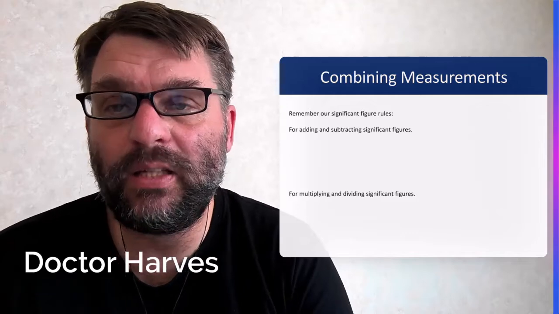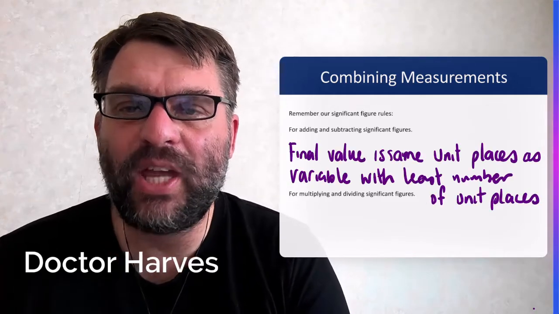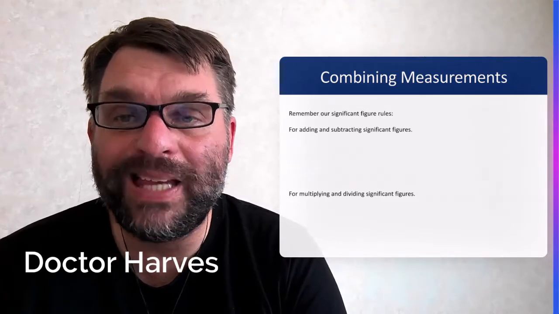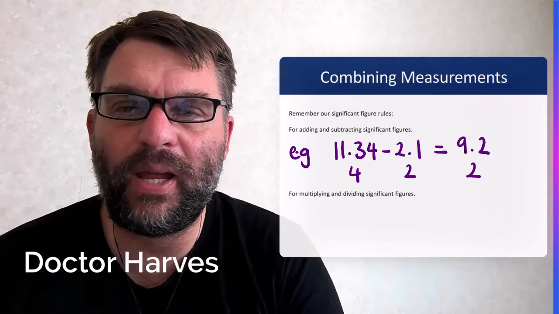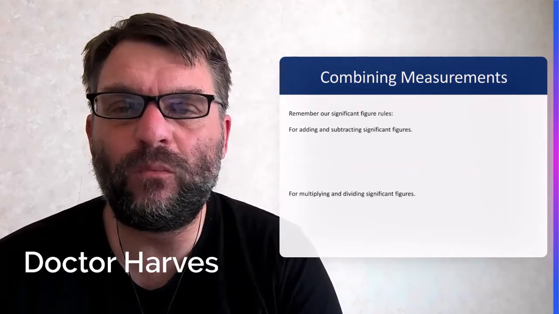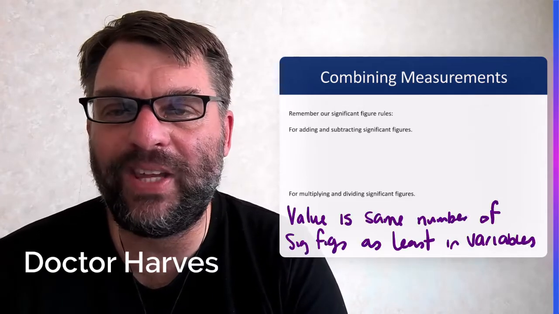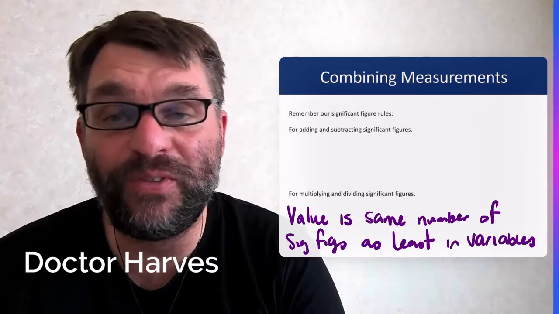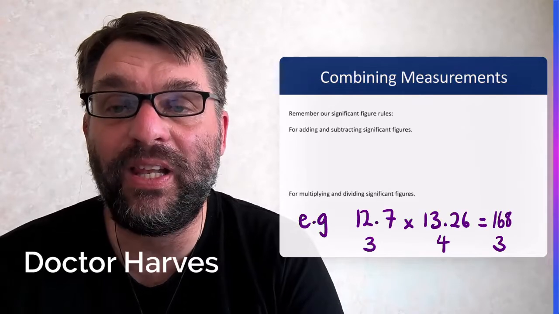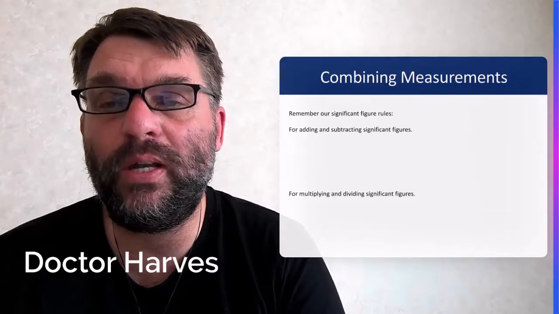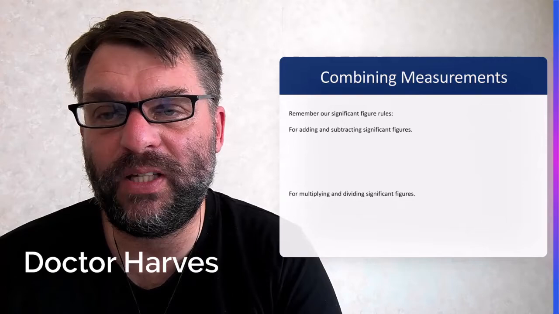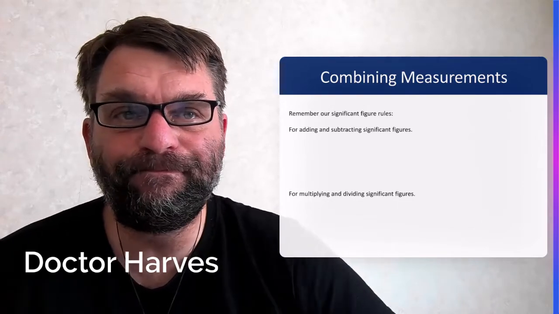For adding and subtracting significant figures, the answer has to have the same unit places as the smallest unit place for the variables. And for multiplying and dividing significant figures, the answer has to have the same number of significant figures as the least accurate number, okay, the smallest number of significant figures for the variable.